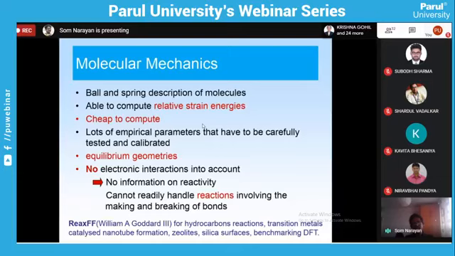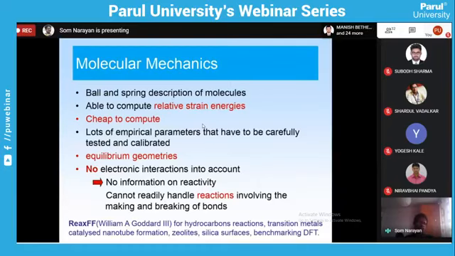So the more accurate the force field you have, the more accurate the result you will have, and that should be carefully tested or calibrated, or you can take it from the literature survey also. So equilibrium geometries you can get.